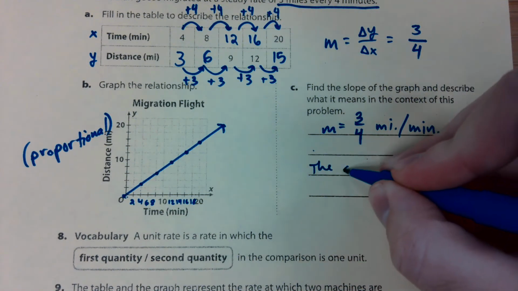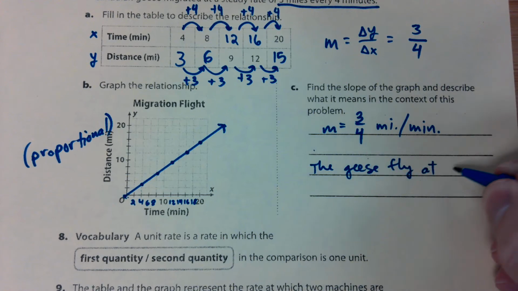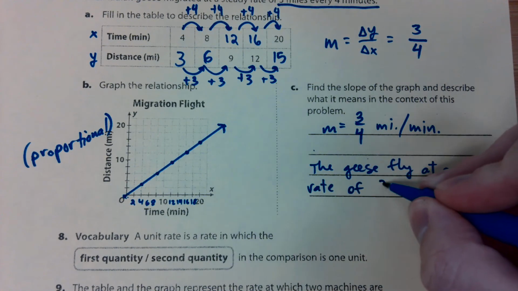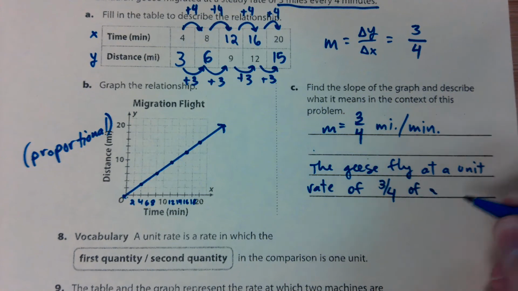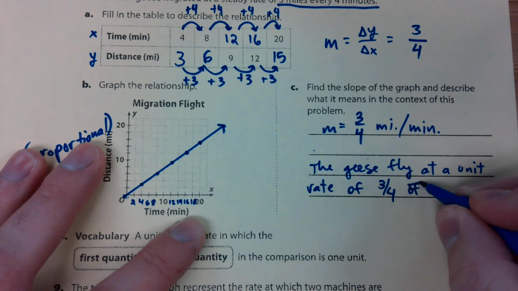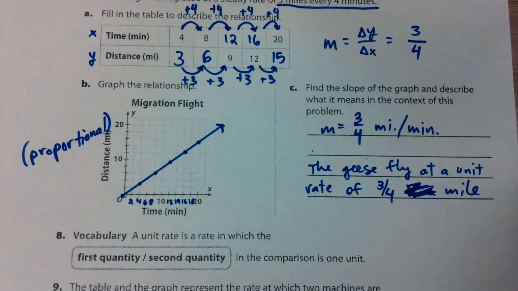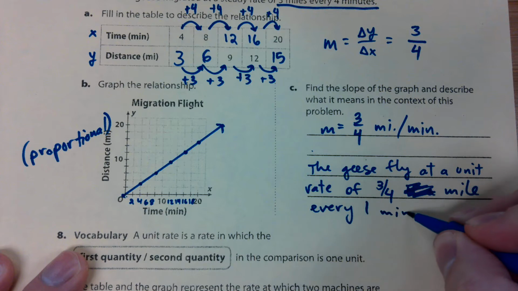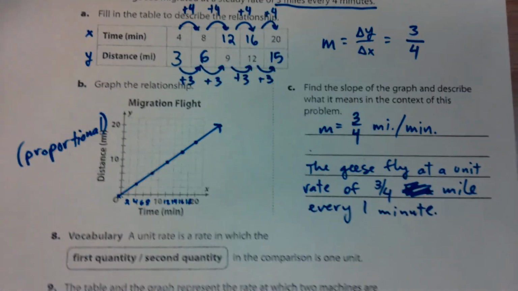Let's just say real quick that the geese fly at a unit rate of 3/4 of a mile every 1 minute, right? The unit rate, our second quantity has got to be 1.